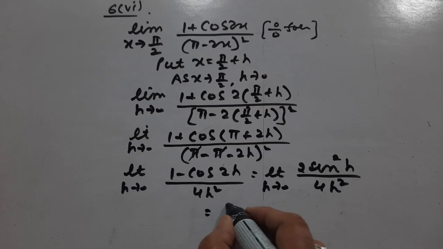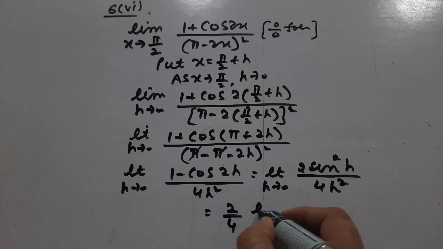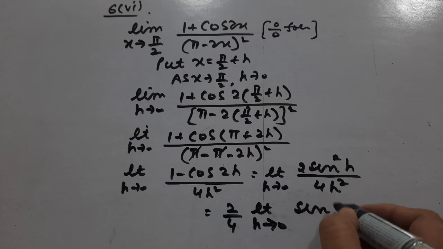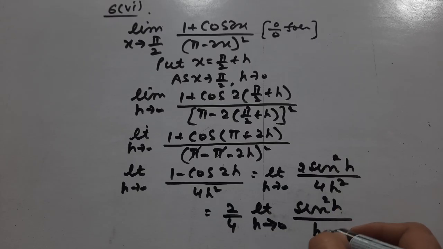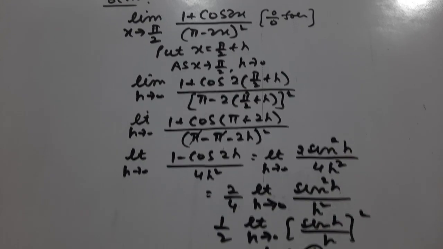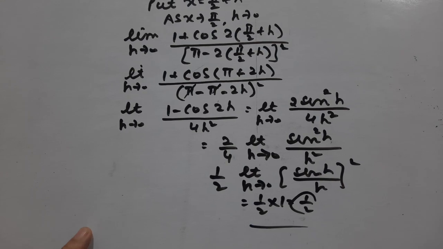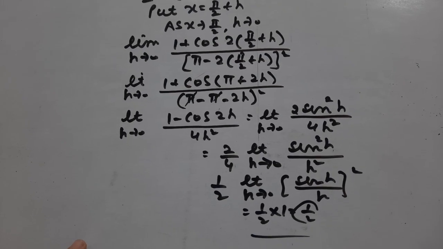Now we can write it like this: 2 upon 4 limit h tends to 0 sine square h upon h square. So 1 by 2 limit h tends to 0 sine h by h whole square. So we get 1 upon 2 into 1. So this is equal to 1 by 2. So students, I hope this is clear to you. So the answer is 1 by 2. Very simple question, students.